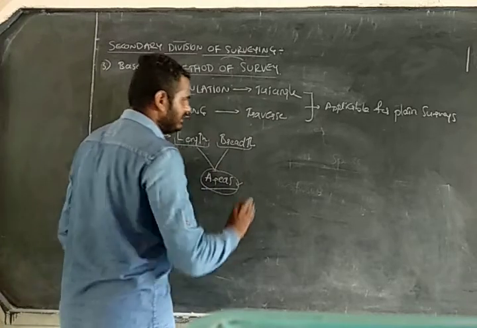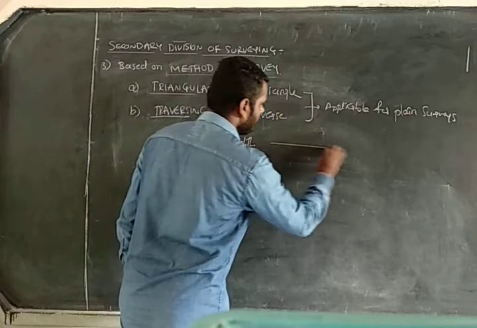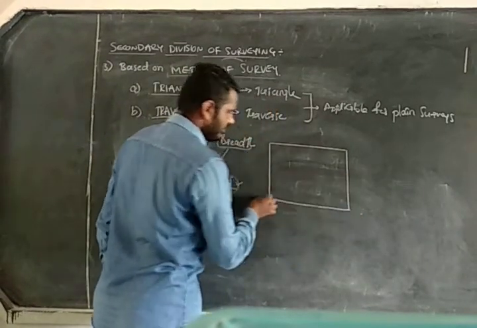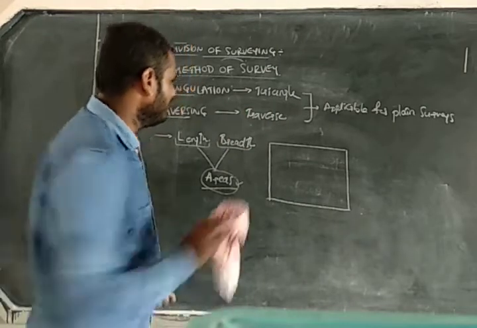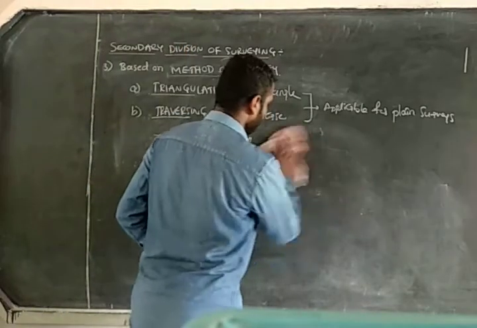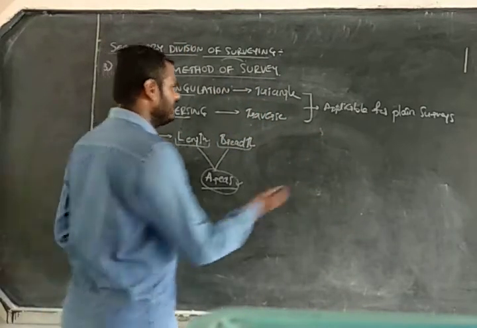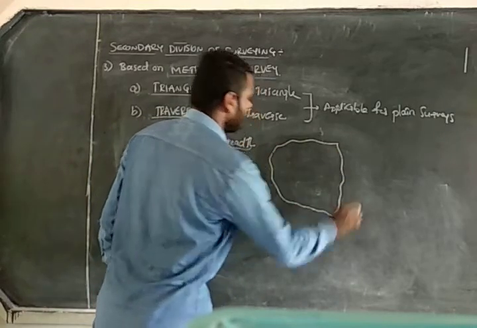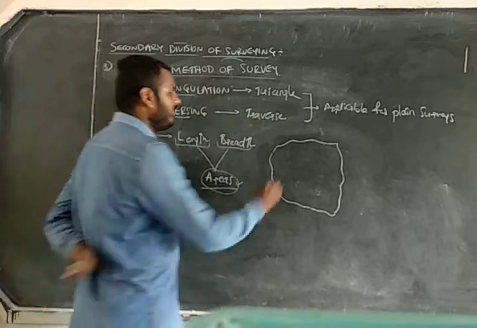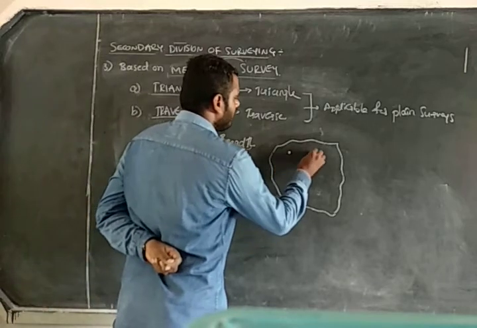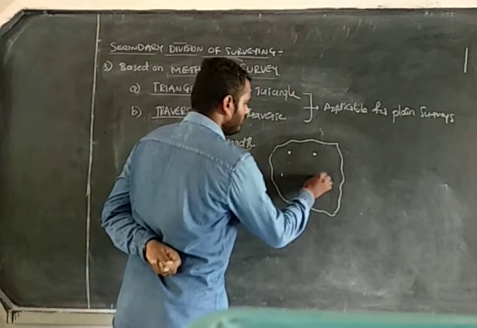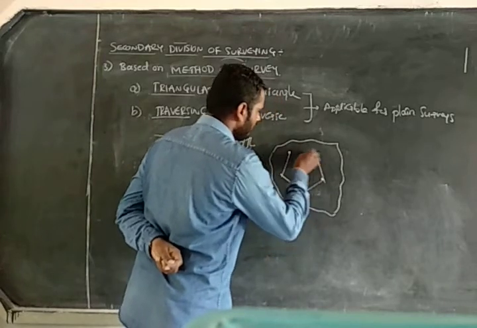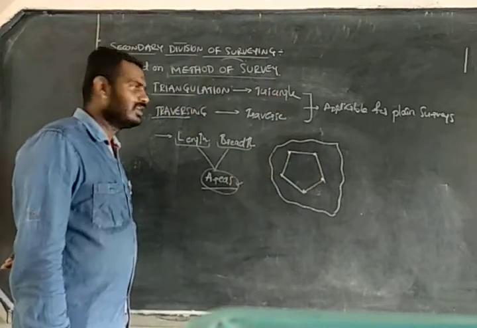For suppose here, let us take this is a land surface. Better to draw a zigzag figure, not exactly a square or rectangle. Let us consider this is some ground surface, in which I have my boundaries. So let us consider that this is my plot. Okay.